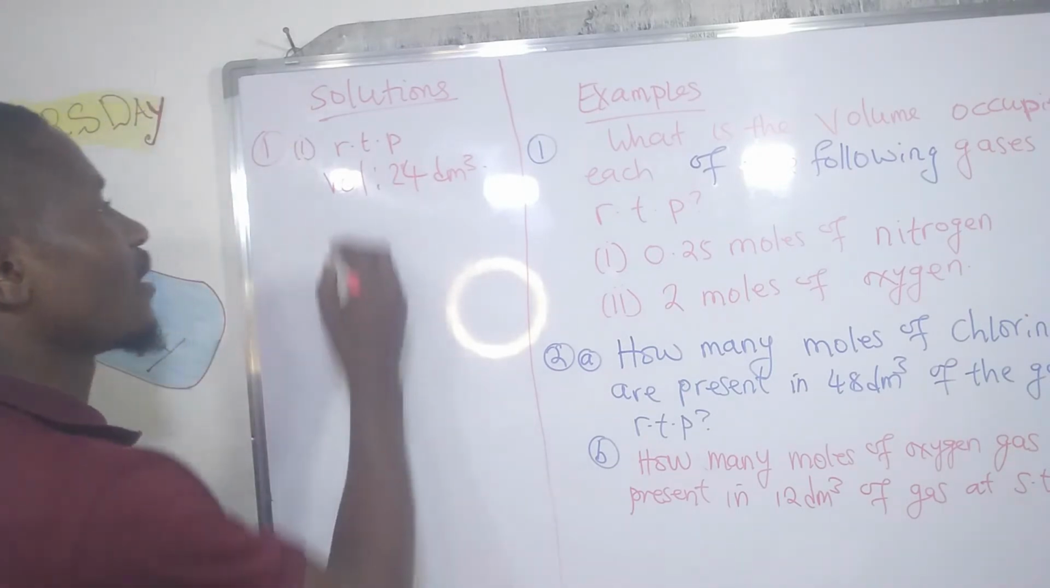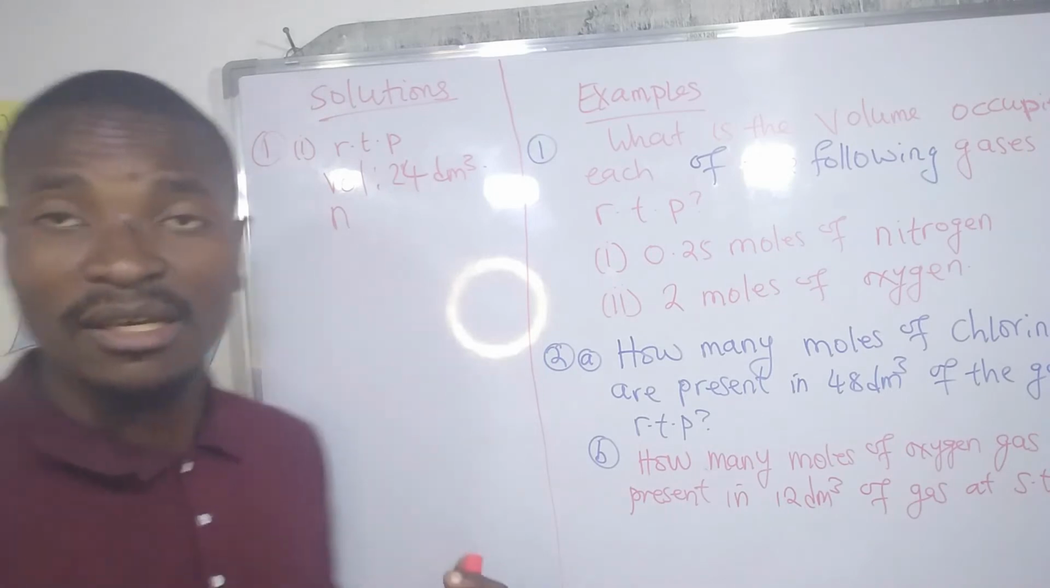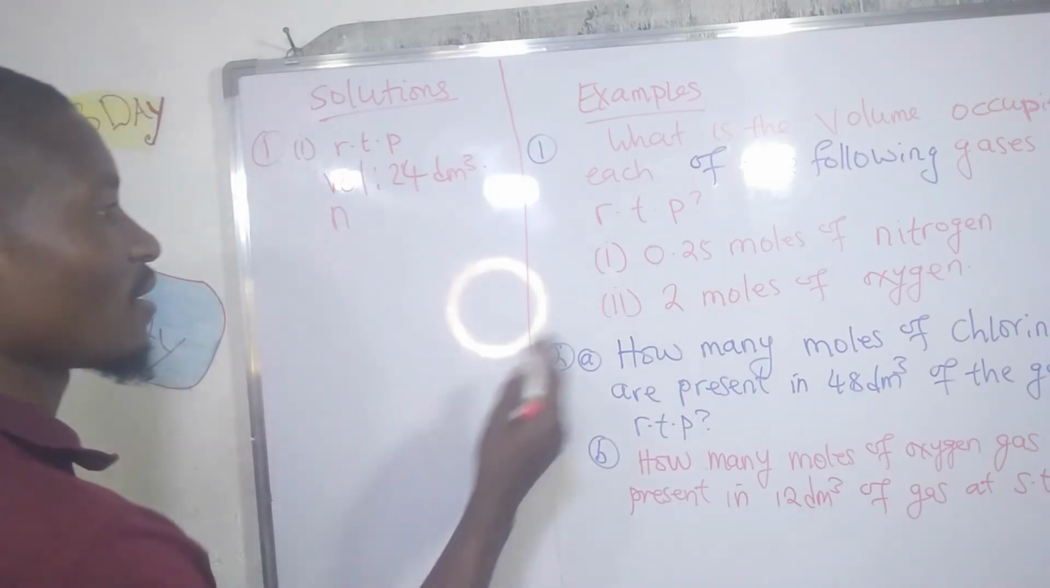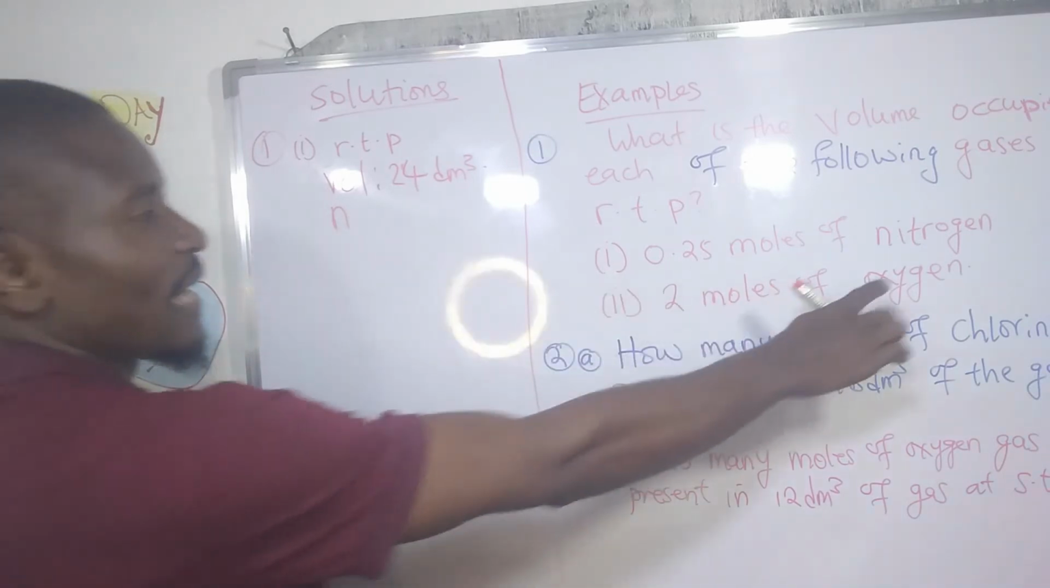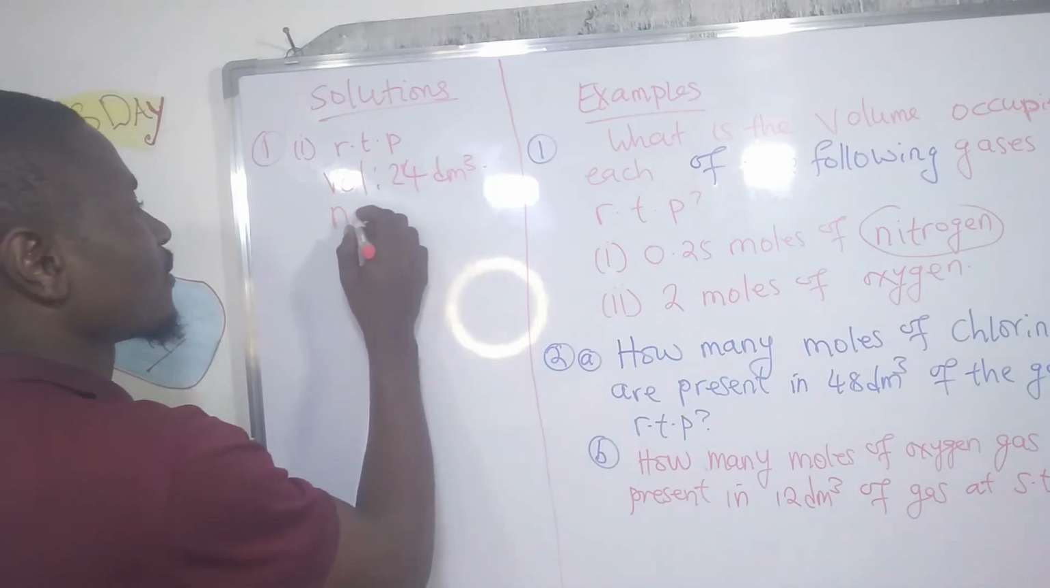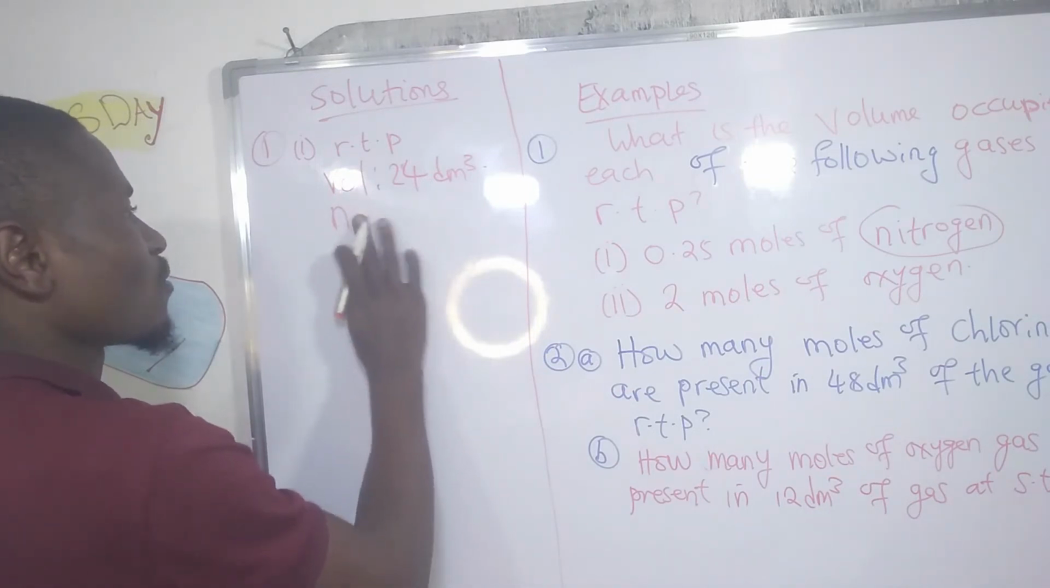And then what else? n simply stands for the number of moles of that particular gas. So n, meaning the nitrogen, we are looking at the nitrogen. So n is the number of moles of nitrogen.